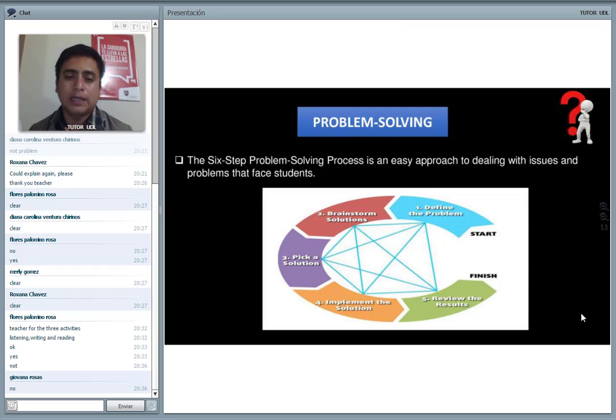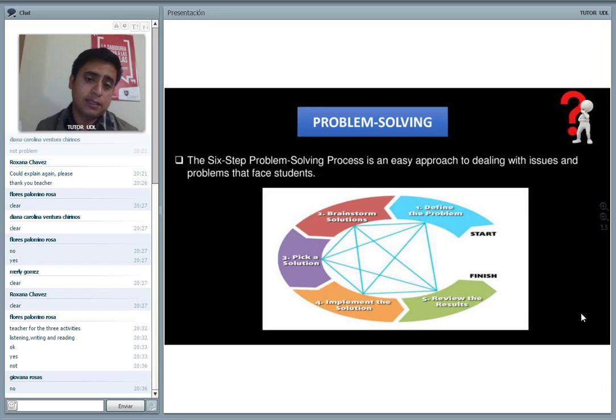And I think that this is like an approach, okay? The name of this approach is problem solving. What does it mean? Please pay a lot of attention here, because maybe this is one of the new topics. Or maybe you have done that with your students, but it's very important to understand how it works. Okay? So the 6-step problem solving process is an easy approach to dealing with issues and problems that face students.